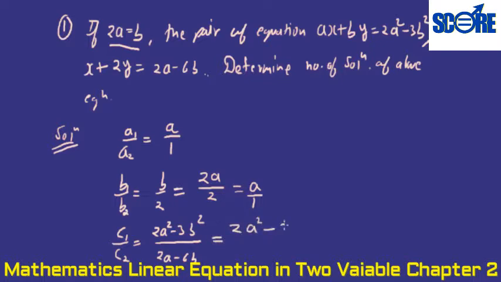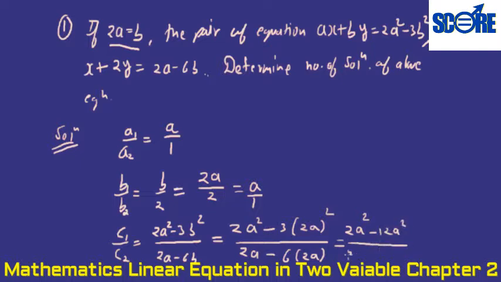Again here I am replacing b by 2a, in the denominator as well. So b square becomes 4a square, and 4a square into minus 3 is minus 12a square, upon 2a minus 6 into 2a, that is 12a, so minus 12a. Now 2a square minus 12a square is minus 10a square, and 2a minus 12a is minus 10a. Now minus 10 gets cancelled, and a square and a, one a gets cancelled. So what is left is a, or a by 1.